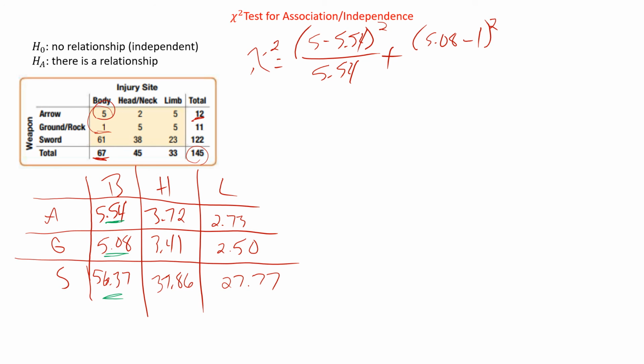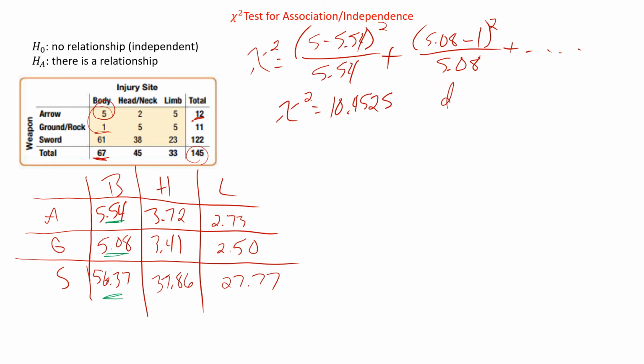It does not make a difference because the only difference is whether it's positive or negative. I'm squaring it, so it will end up being positive. Divide by 5.08. What is important, though, is that the denominator is still the expected value. You don't want to switch that to be a 1. And then plus... You add them all up, and we get the chi-squared here equals 10.4525.